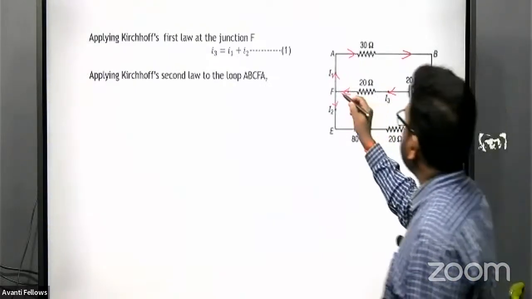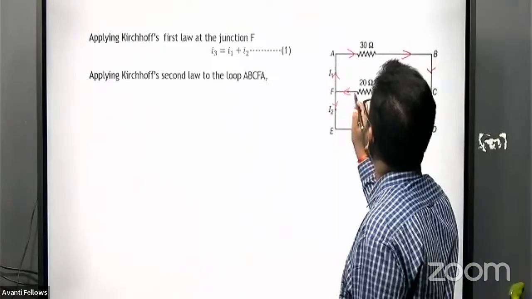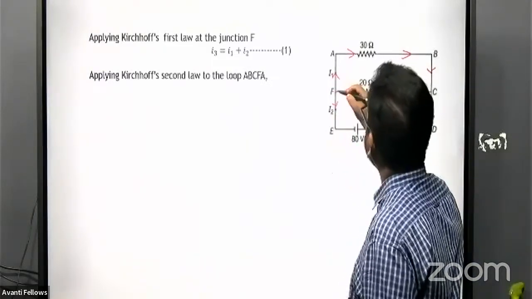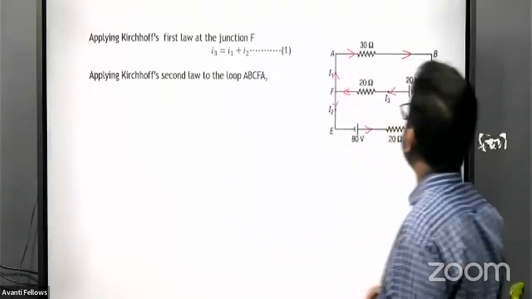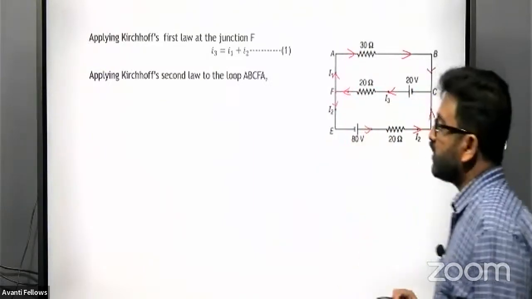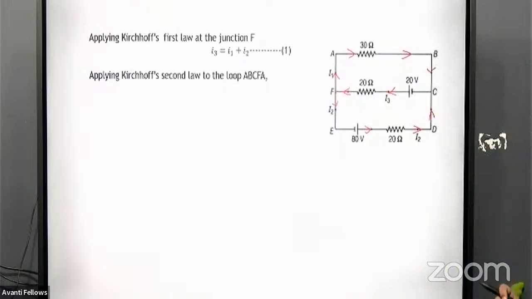So this is a junction. F is a junction. One current is coming into the junction and two currents, I1 and I2, are going away from the junction. I3 is coming into the junction. So I3 is equal to I1 plus I2, we can write. Then ABCFA.